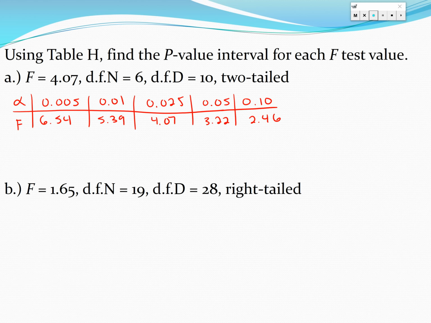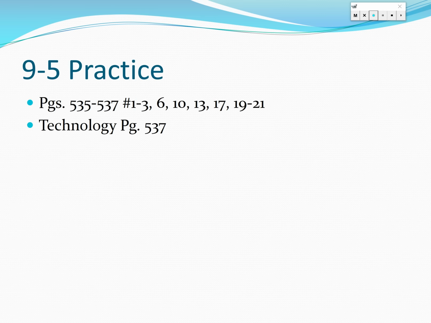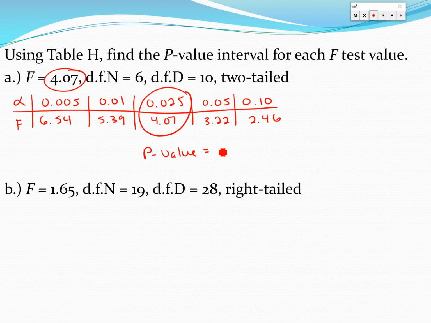Then what you do, same as what we've been doing with p-values, you go across your row for F, and you find where your F value either is or where it falls between. This one happens to hit right on, so our p-value would be... it's a two-tailed test, so we have to double it. Our p-value would be 0.05. If it's not a two-tailed test, you don't double it.